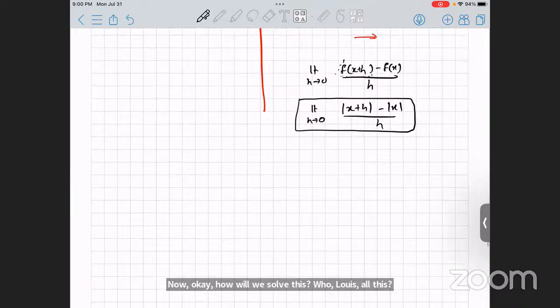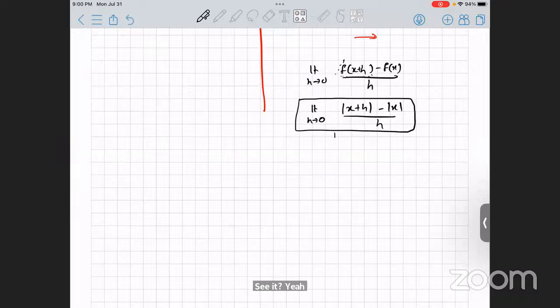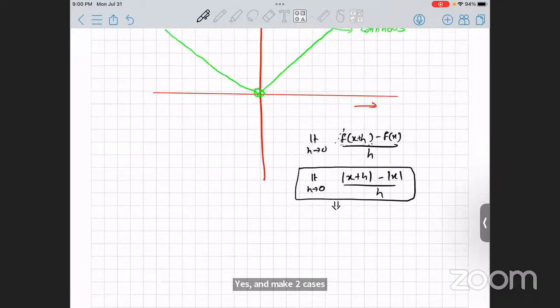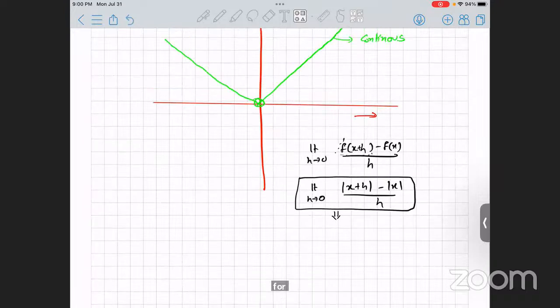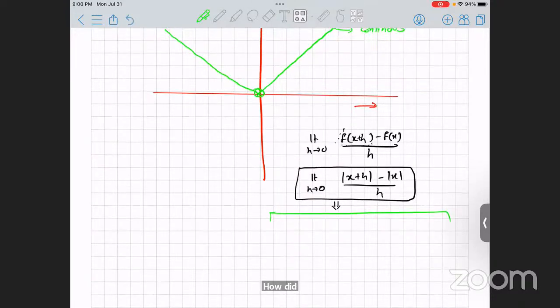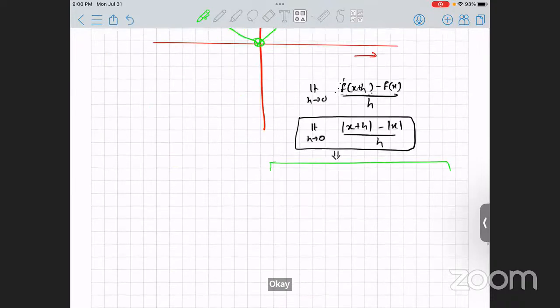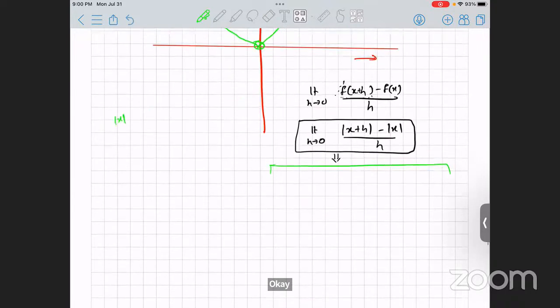Here we can solve it easily by making two cases, positive and negative. If x plus h is positive, we open the bracket. Look, you have to go for the two possibilities. Look, what happens by this definition? Mod x tends to x when x is greater than 0, and minus x when x is less than 0.